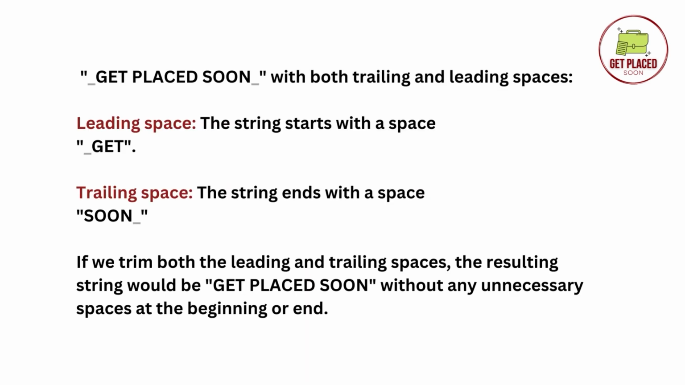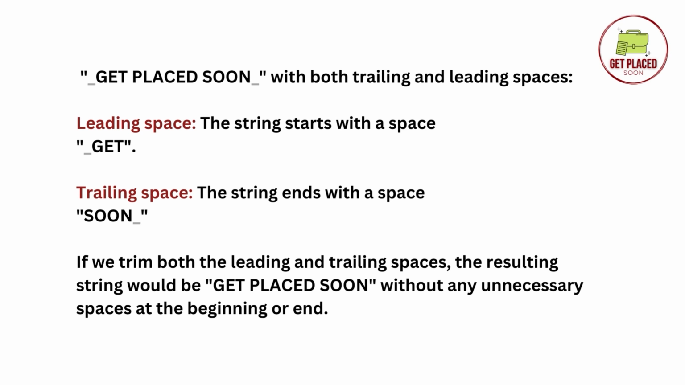But before getting started with the approach, I just wanted to tell you about the concept called leading spaces and trailing spaces. Now, here you can see in gray color, I have mentioned underscores. It is nothing but a space. For your clarity, I have mentioned underscores. So, space, get, space, placed, space, soon, space, right? This string consists of both trailing and leading spaces. Leading space means the string starts with a space. So before the word get, we have a space. Trailing space means the string ends with a space. After the word soon, we have a space.